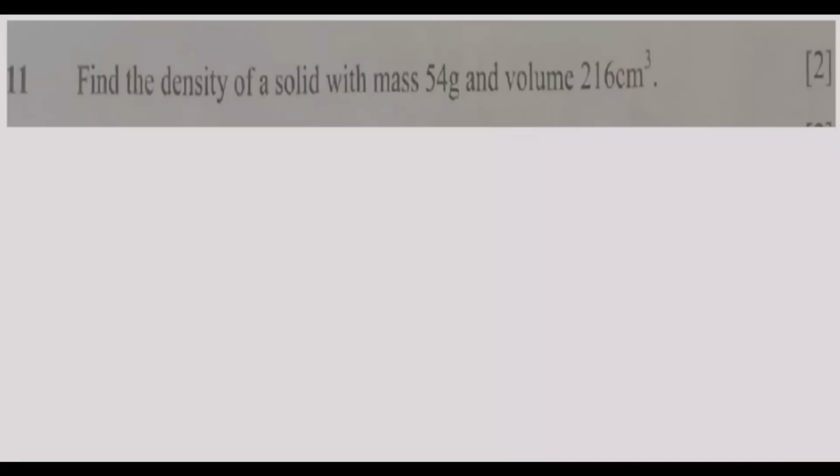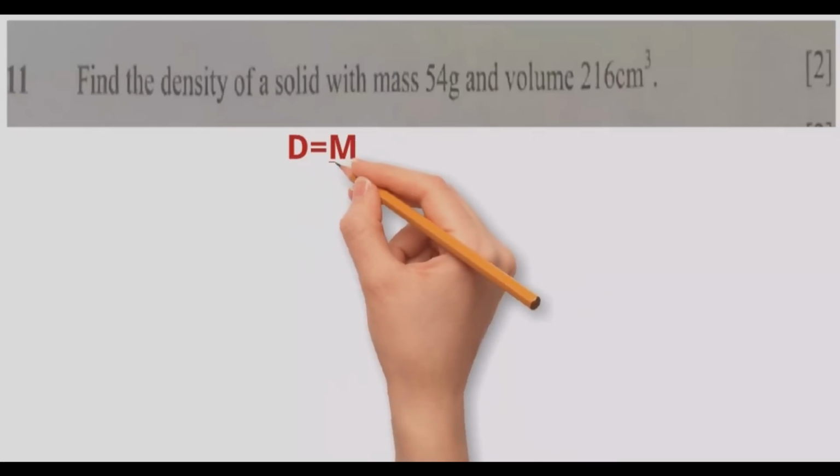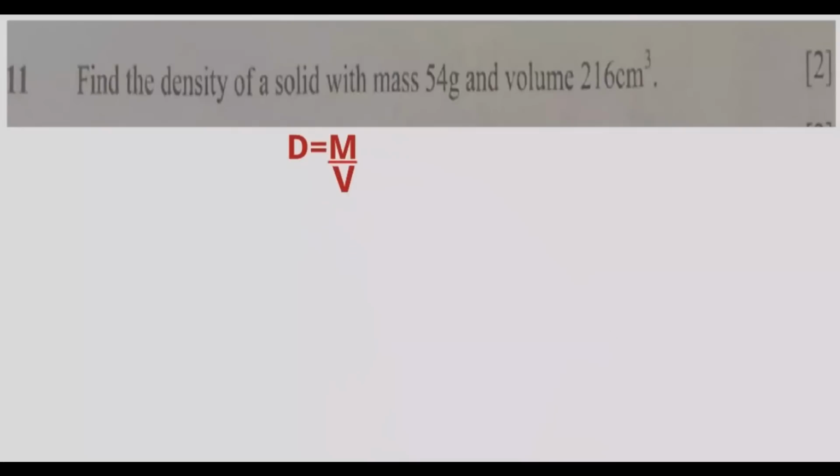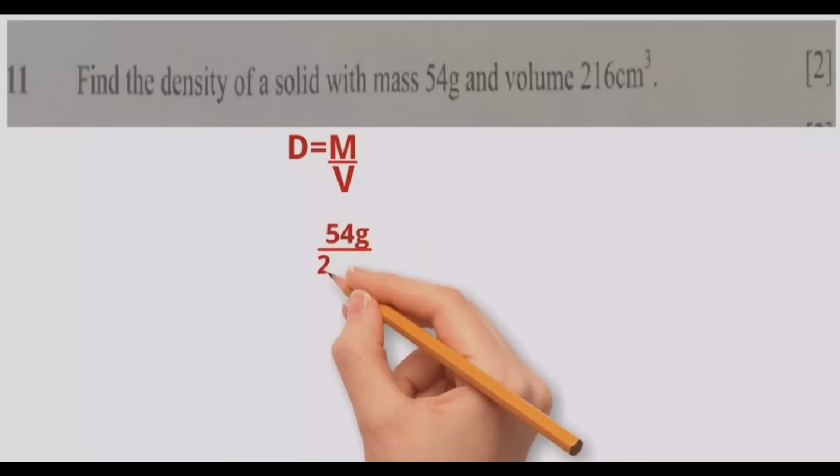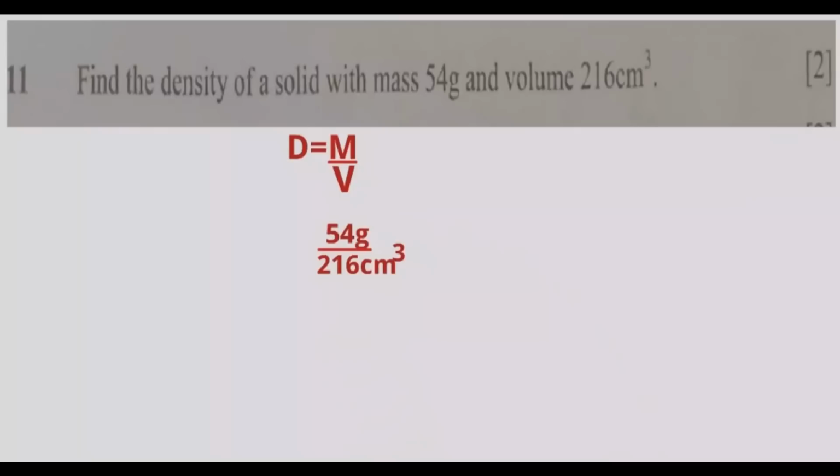Find the density of a solid with a mass of 54 grams and a volume of 216 cubic centimeters. So what we do here is use the formula: density is equal to mass over volume. In this case, mass is 54 grams, and the volume is 216 cubic centimeters.